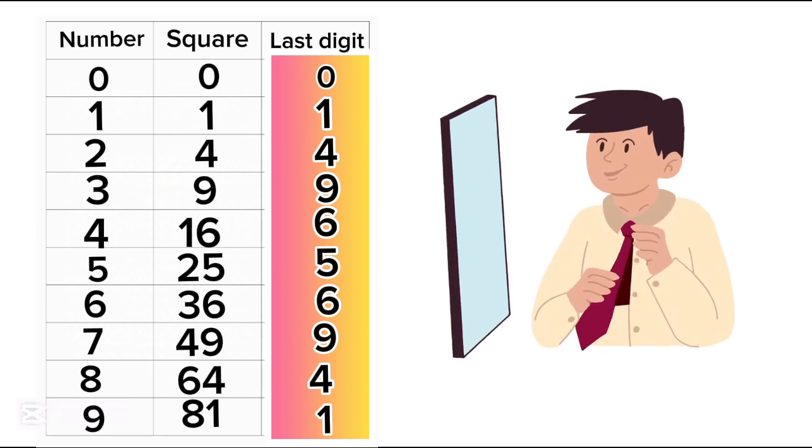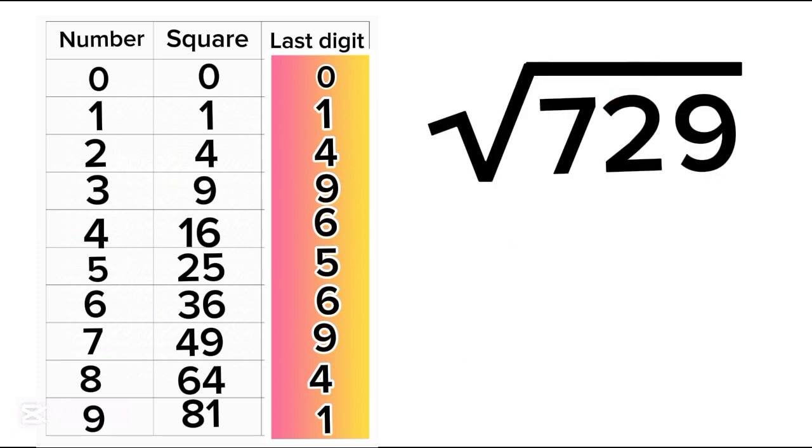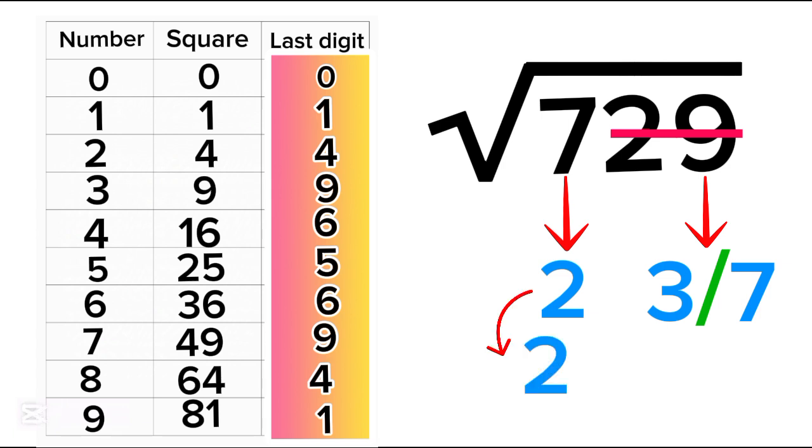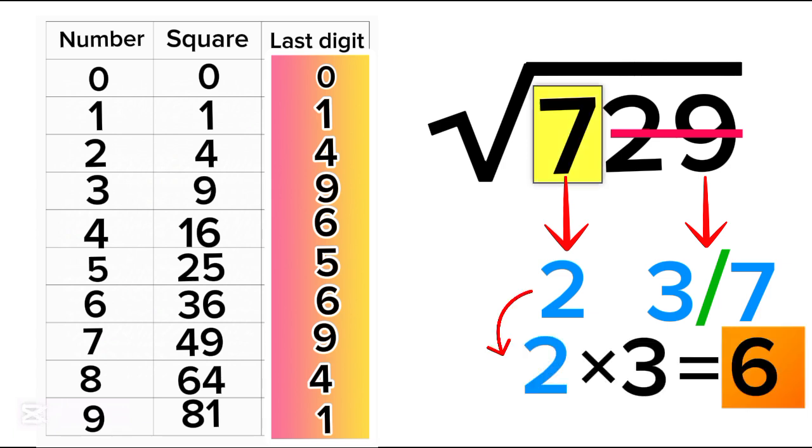Let's step it up a bit. Now, we'll find the square root of 729. The last digit is 9. This could either come from 3 square or 7 square, so we write 3 or 7. Now, cross out the last two digits, leaving us with 7. The largest square below 7 is 4, so 2 square. Now we know the answer will either be 23 or 27. To figure out which, multiply 2 by the next number 3, which gives us 6. Since 7 is greater than 6, we choose the larger number 27.